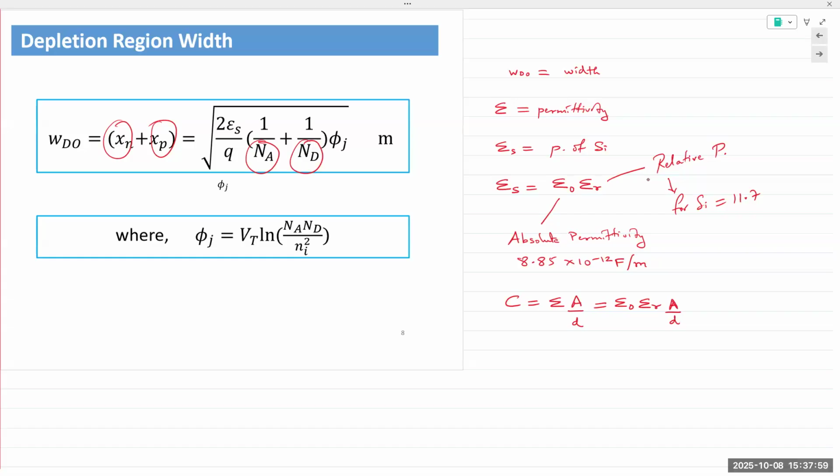So it's 2 times epsilon S over Q. Q is unit charge or 1 unit charge. Epsilon S, as I said, has to do with the capacity to store charge. And then you have Na and Nd. These are basically the doping parameters.